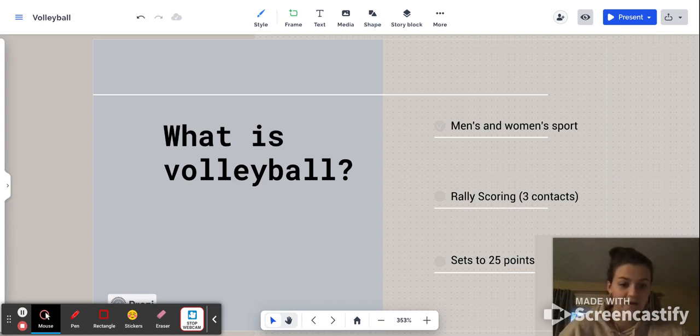And then I have three contacts, meaning you can't have more than three, but you can have less. You just have to get it over the net in three contacts. And then each set is played to 25 points. And you have to win three out of five sets to win the whole match.